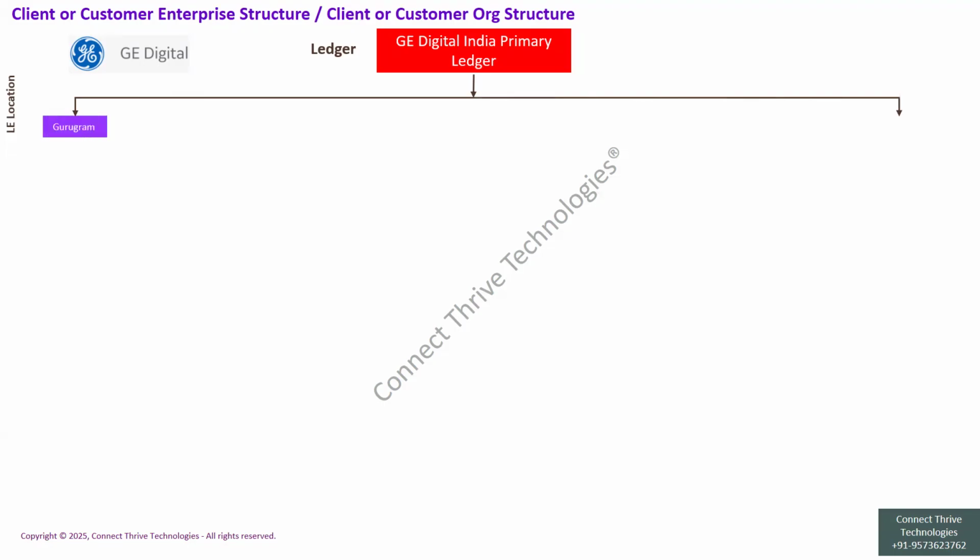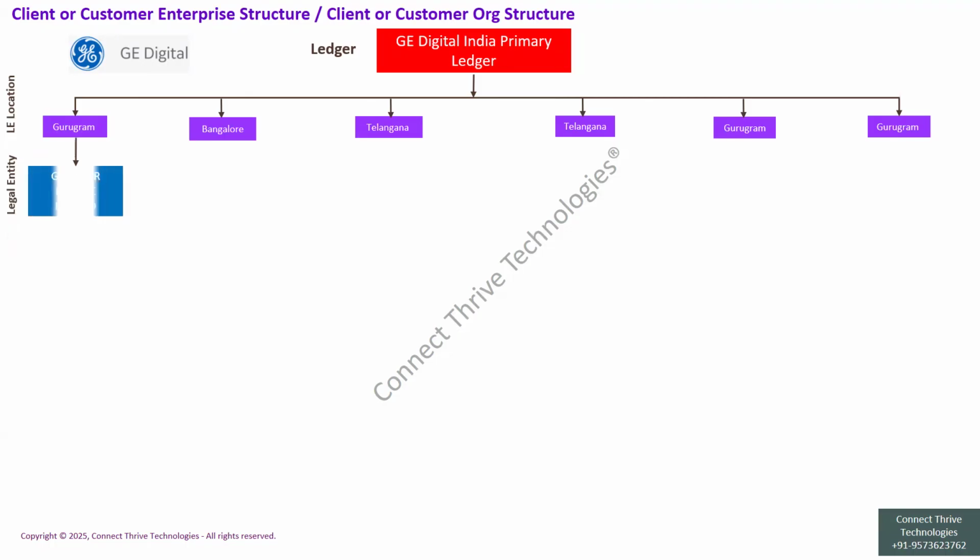So in India, for GE, we can create one unified primary ledger, the GE Digital India primary ledger. Under that, depending on the locations wherever they are doing operations, they can create the locations. Let's see here, we have Gurgaon, Bangalore, Telangana. So these are the actual locations where these companies operate. I took them from the book only. So they have unified legal entities from each location.